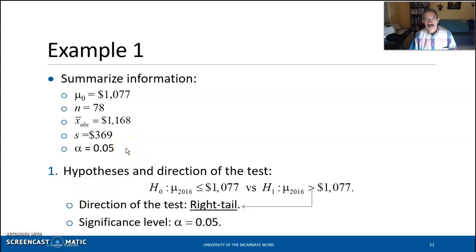All right, step 1: establish the hypothesis, the direction of the test, and the significance level. In here, we are looking to see if the average amount of deductible pay in 2016 is larger than 1,077, which is the value that was paid in 2015. So under the null hypothesis, we're going to assume that the average amount paid is the same or maybe smaller from 2015 to 2016. Now, because of the inequality in the alternative hypothesis, we're looking for values of the mean larger than 1,077 to support the alternative hypothesis. So that tells us that the direction of the test is a right tail test, and the significance level is given to us as 0.05.